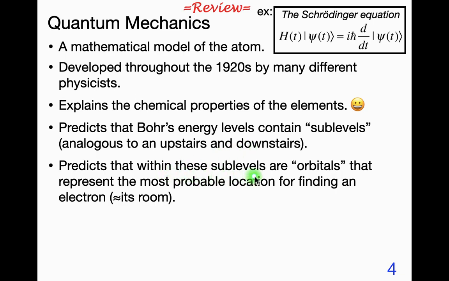Predicts that within sublevels are orbitals that represent the most probable location for finding an electron. You can kind of think of it as a room. So we have the energy levels, which are like the floors of an apartment building, and then sublevels, upstairs and downstairs. And then in those upstairs and downstairs, you have these rooms. And inside those rooms are where electrons are located. And of course, the term orbital is a play on the word orbit.